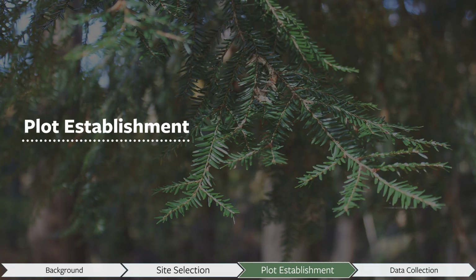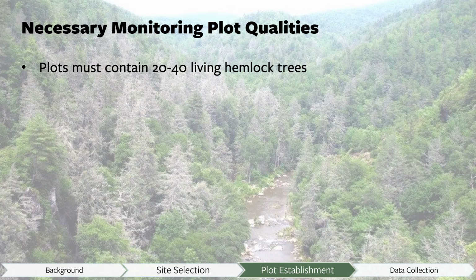That brings us to plot establishment, which is a little bit more complicated. In this step, basically what you're saying is, I know I want to put a plot in at this property somewhere, but where and how can I do that? So we'll start with some basic plot qualities that are necessary. The plots should contain 20 to 40 living hemlock trees, and ideally we really want that number to be 40 living hemlock trees.